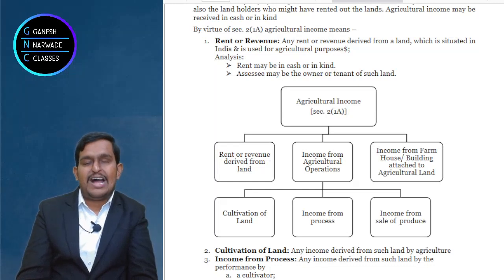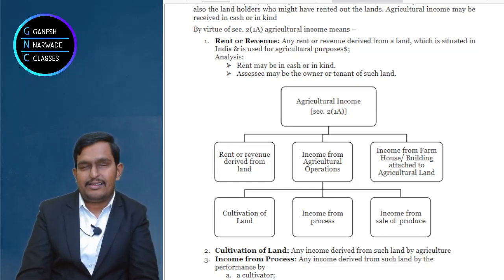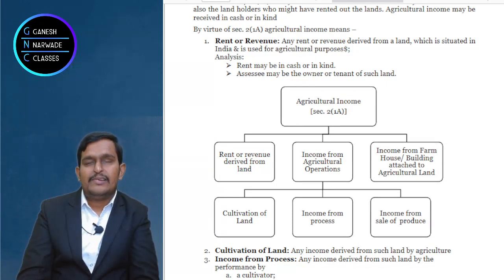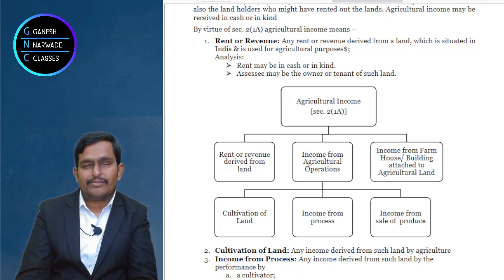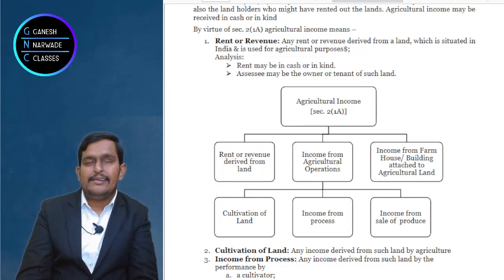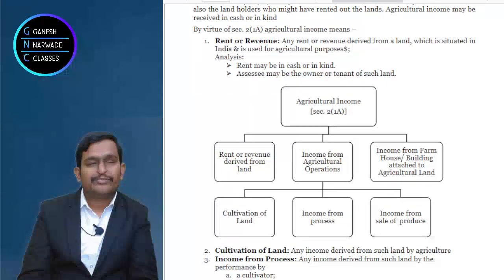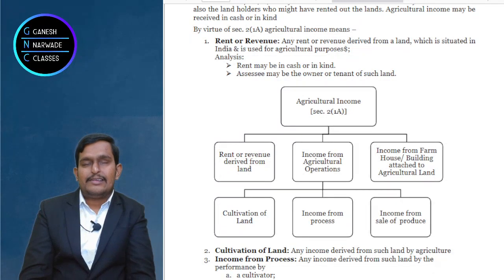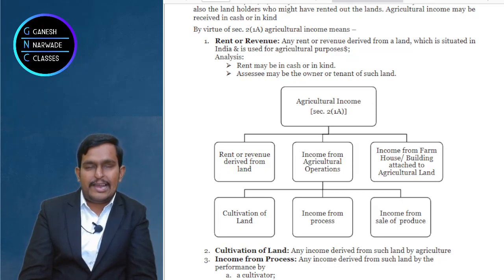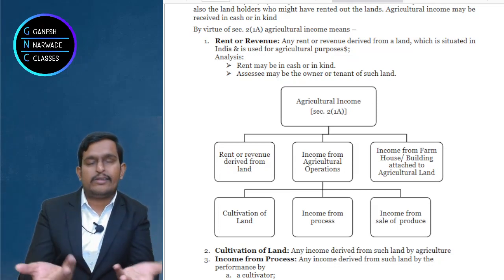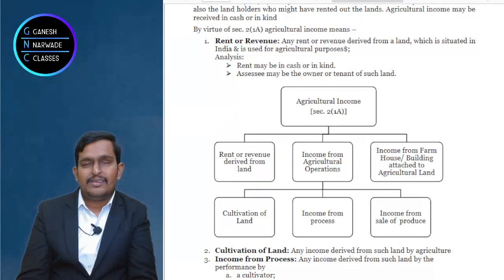Suppose my father has farmlands, so he gives it on rent. For him, the rent received is agricultural income. Suppose the farmer who is working on the field is selling the goods and earning income, the revenue is agricultural income. Now, the revenue or rent can be in cash or in kind. What's the problem? No problem, right?